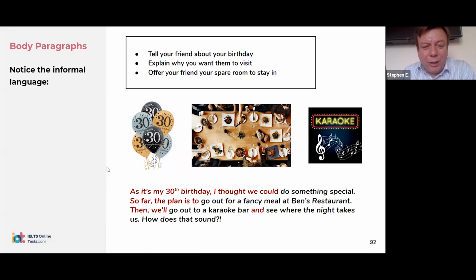So, if we look at that, you can see the use of informal language. So we've got phrasal verbs, go out, and then informal lexis, so far, fancy, and then idiomatic language. So that's a nice phrase there. See where the night takes us.